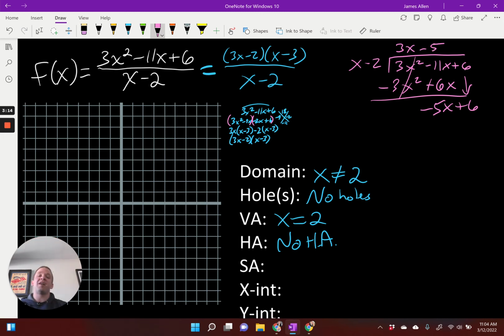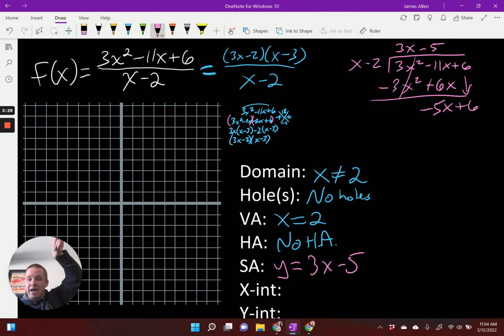Now, the great thing about finding our slant asymptotes is I am done. Once I have the equation of a line in y equals mx plus b slope-intercept form, I'm done. So that means my slant asymptote here is 3x minus 5. y equals 3x minus 5.